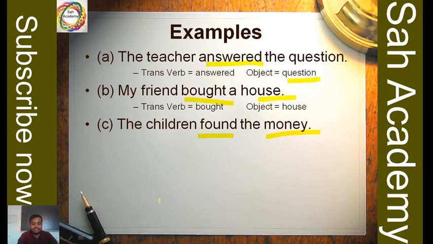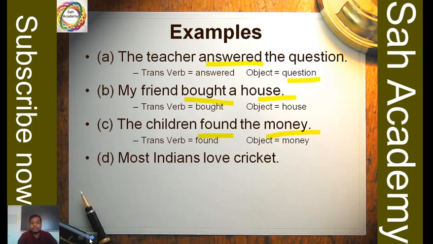Now look at the next sentence: most Indians love cricket. In this, love is a verb and cricket is the object. Clear? Coming to the next one: the Robinsons like football. In this, like is a verb and football is an object. Okay, clear?